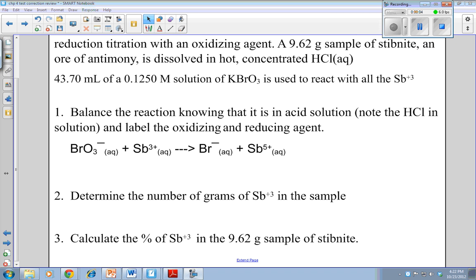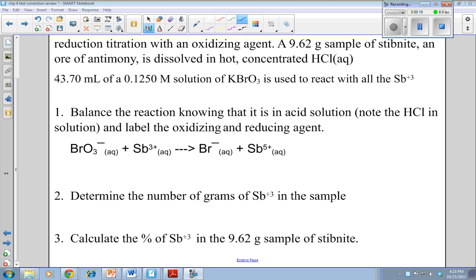In this problem, it is a redox stoichiometry problem. So the first thing we have to do, looking at question number 1, is balance the equation, and we see that it's an acidic solution. So the first step is to assign our oxidation numbers.